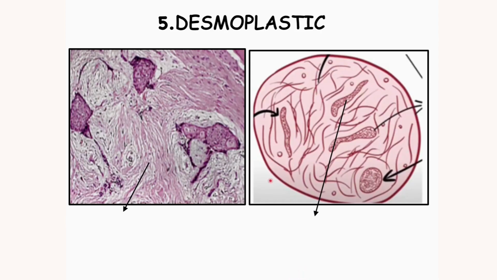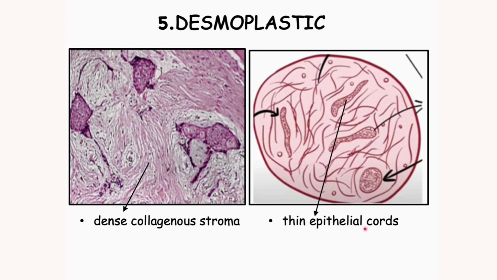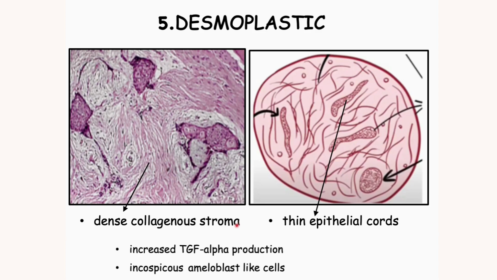The next type is the desmoplastic type. As the name suggests, here we find dense collagenous stroma. This dense collagenous stroma is squeezing the epithelial follicles and thus they become epithelial cords now. So these are epithelial cords which are squeezed by the dense collagenous stroma. Due to the squeezing, the ameloblasts become inconspicuous. Not only that, we also find transforming growth factor alpha here.